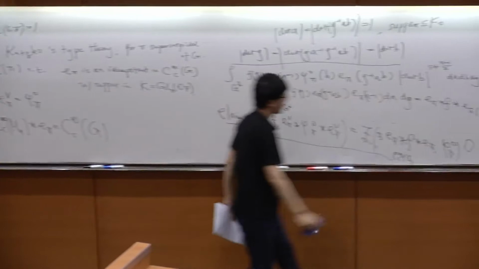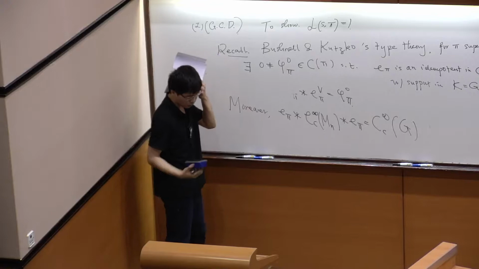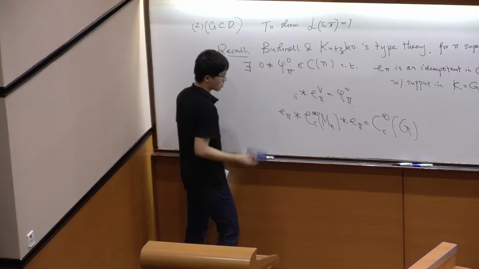Then in particular, we find that if you want to run the zeta integral for the whole space of test functions, actually it's not necessary. You only need the C_c^∞ functions on G.